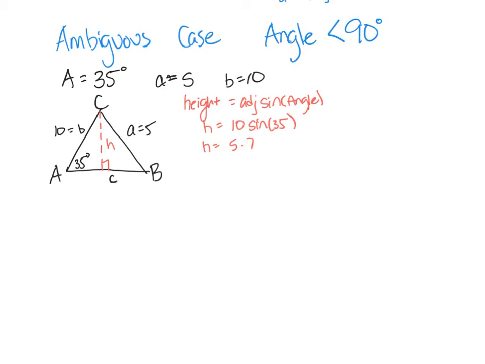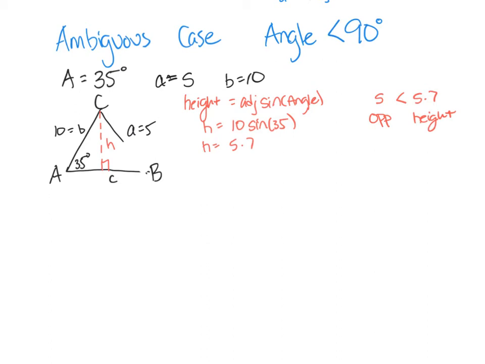So we're going to take that and compare that to our opposite side. In this case, that's going to be side A. So we're going to have our opposite side compared to our height. We can say that 5 is actually less than 5.7. Now, when this side is less than our height, it means it can't even reach this other side. Technically, I don't know if it'll let me erase it partially. There we go. Technically, we have something that looks like this.